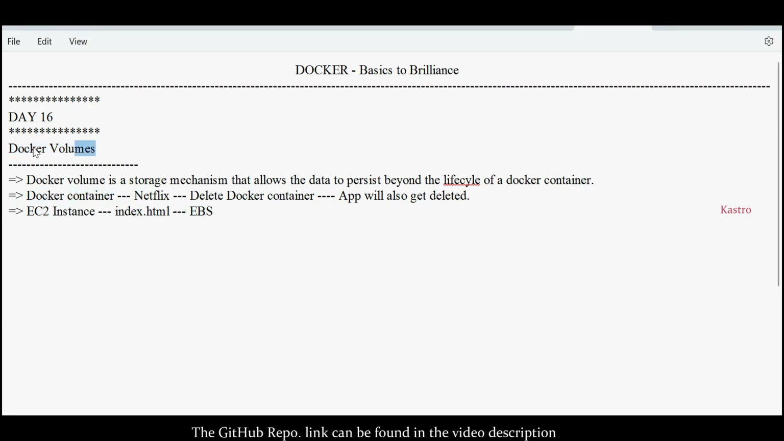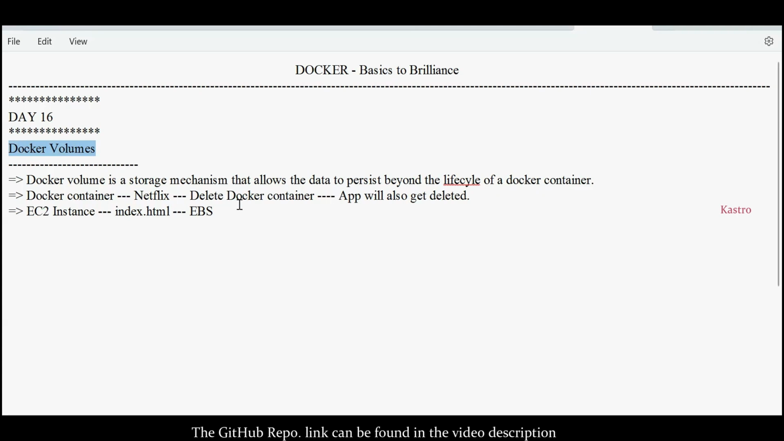Okay, I'm going to store the data inside a Docker volume. Now, when I store the data inside a Docker volume, what is the advantage? The advantage is, even if I terminate or delete the Docker container, the data that is available inside the container will still be available. How will it be available? Because I have stored the data inside the Docker volume, not inside the Docker container.